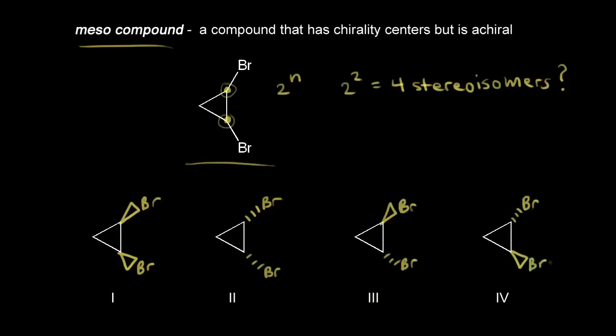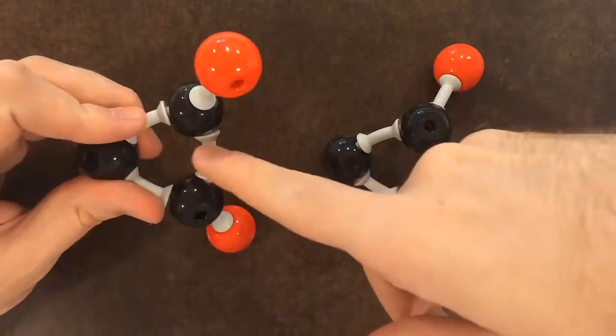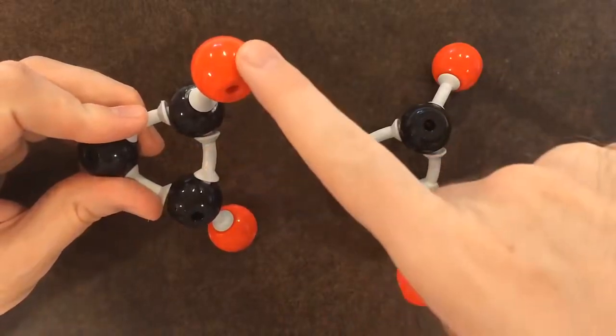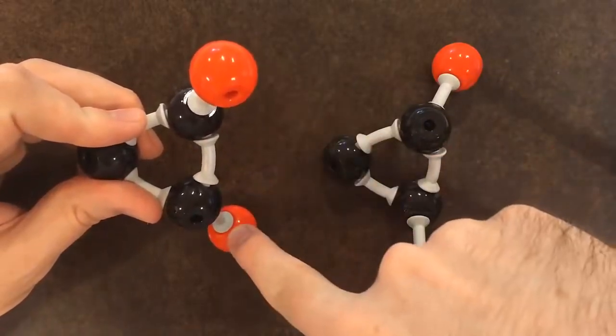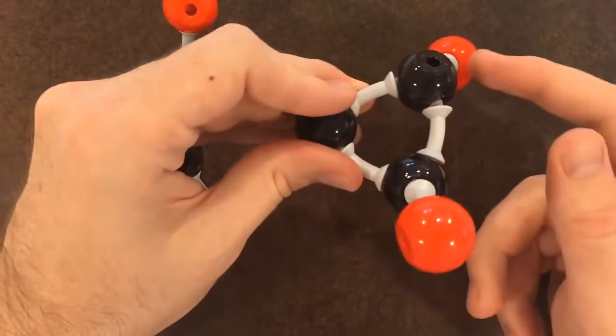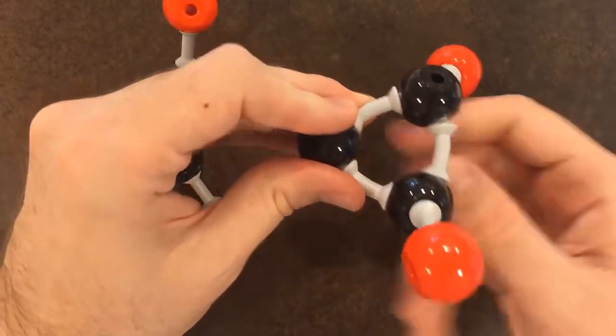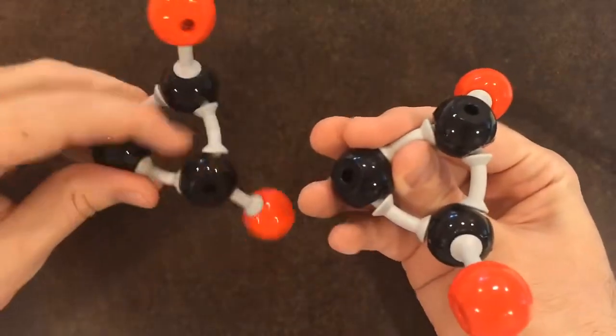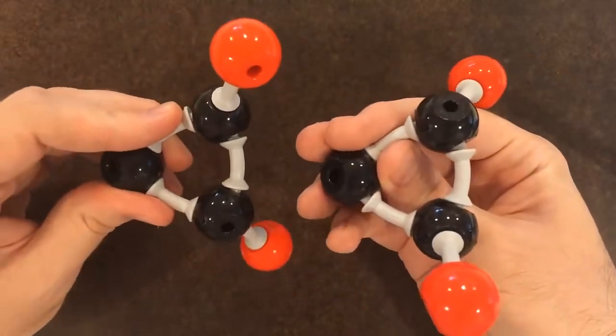Alright, let's examine the relationships between our stereoisomers. Let's start with stereoisomer possibilities 3 and 4. So let's compare these and figure out the relationship. On the left is stereoisomer 3. We can see there's a bromine coming out at us and a bromine going away from us. On the right is stereoisomer 4. Now we have a bromine going away from us at the top carbon and a bromine coming out at us here.